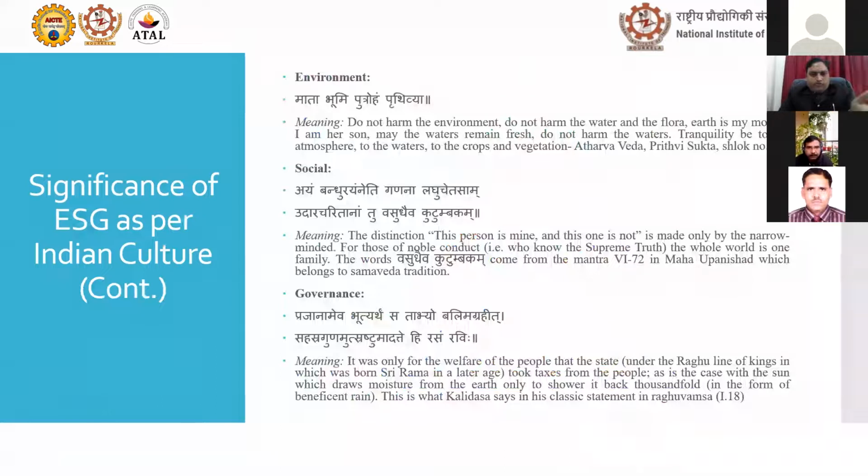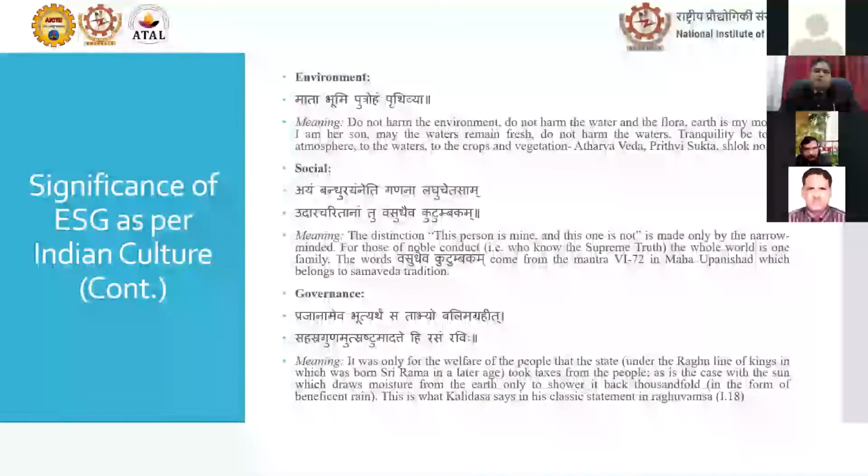As far as environment is concerned, in Atharva Veda, Prithvi Sukta, shloka number 12, it is very clearly written: do not harm the environment, do not harm the water and the flora. Earth is my mother, I am her son. May the waters remain fresh, do not harm the waters. Tranquility be to the atmosphere, to the waters, to the crop and vegetation. So this environment concept basically gels with our ancient scriptures.